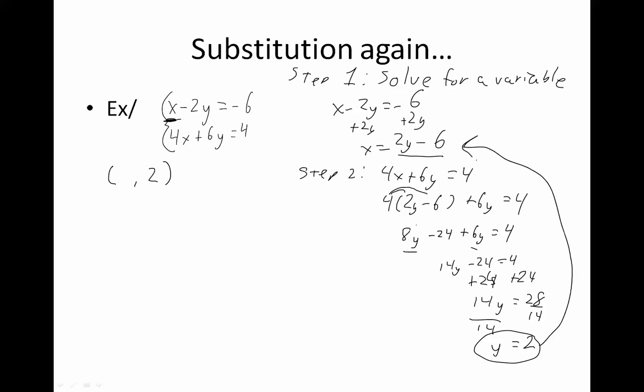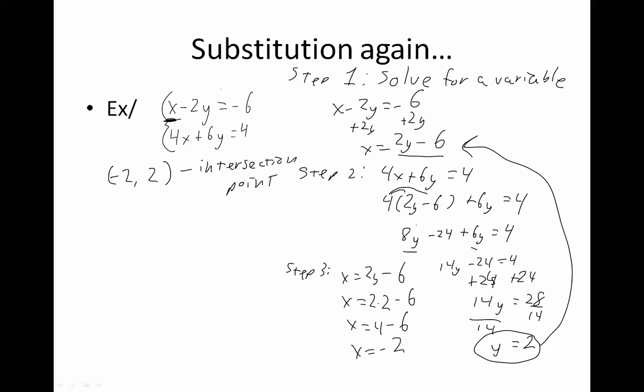It's killing me. We are going to take this y equals 2 and plug it into that equation right there. And that's step 3. We're going to go x equals 2y minus 6, and we're going to take the y equals 2 and plug it in for the y, which is going to give us 4 minus 6 or negative 2. So there's my solution. (-2, 2) is the intersection point between these two lines.